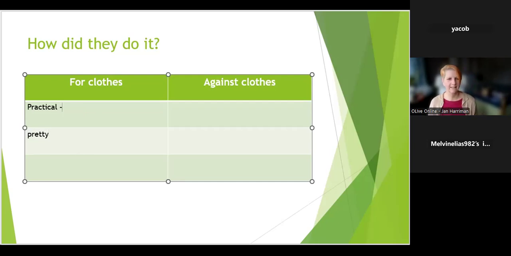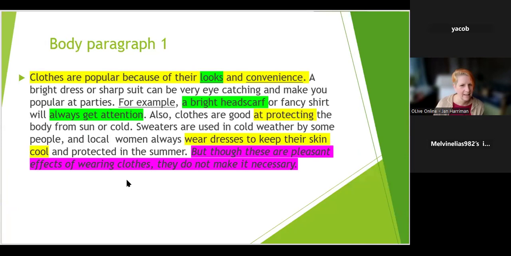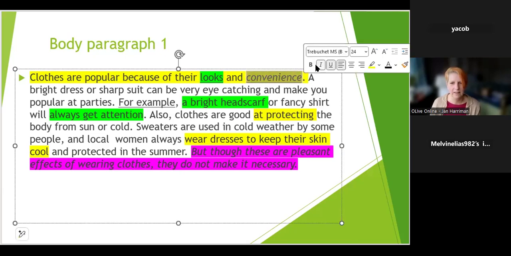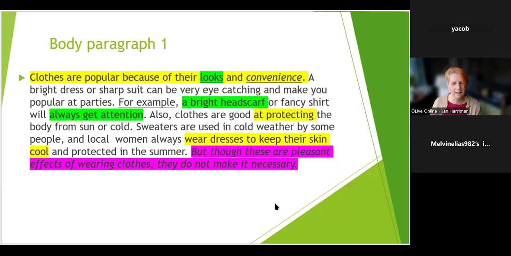What made them practical? What were the examples that were used? We can go back to the paragraph if you want. Because it looks, convenience. Looks and convenience. Convenience, something that is convenient is something that is helpful. So we'll look that up.